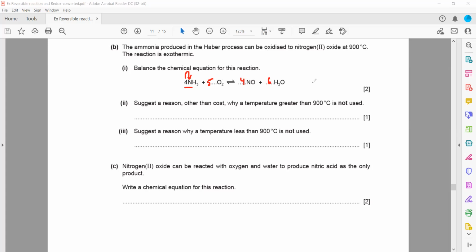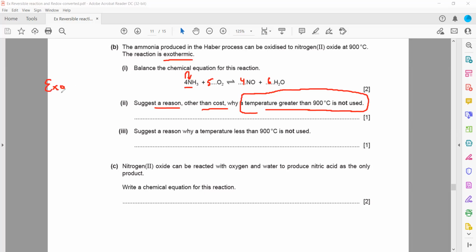But it's up to you. Any of the compounds can be balanced first. It's up to you what you find convenient. Balance that first. Suggest a reason other than the cost why a temperature greater than 900 is not used. So why don't we use a very high temperature? They mention the reaction is exothermic.